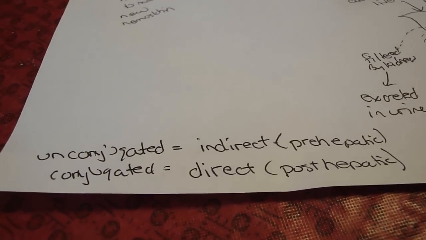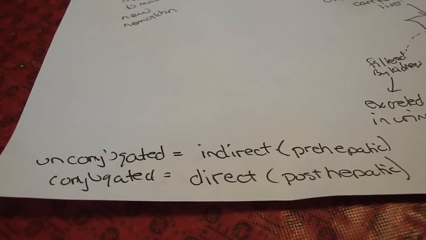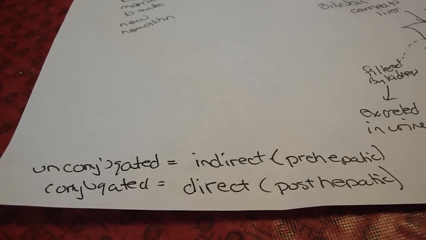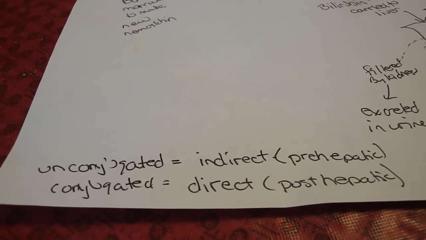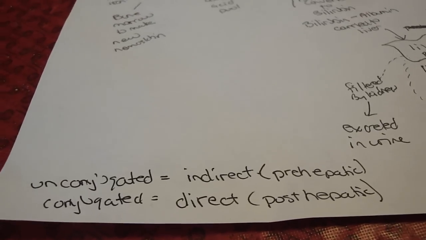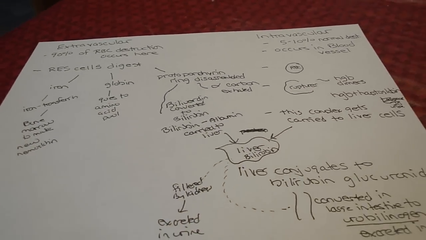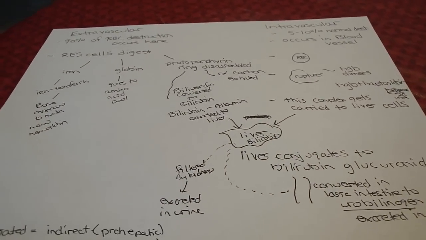Also I want to make sure you understand unconjugated is the same as indirect, which is the prehepatic bilirubin. Conjugated is the same as direct or posthepatic bilirubin. So there's the paper for you to look at.